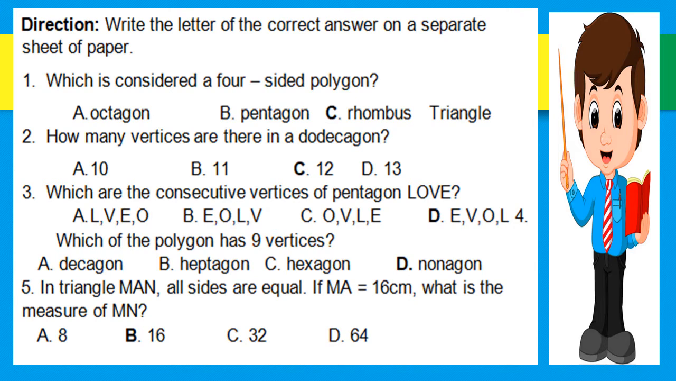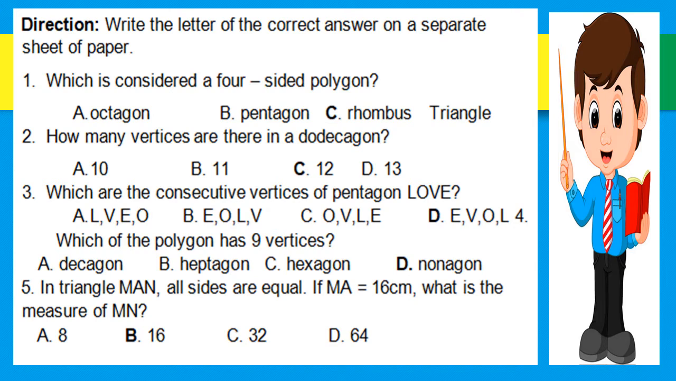How many vertices are there in a dodecagon? A dodecagon has 12 sides, so there are also 12 vertices. The answer is letter C. Which are the consecutive vertices of pentagon LOVE? A. LVEO, B. EOLV, C. OVLE, D. EVOL. So the answer is letter D. If you are going to rewrite LOVE backwards, it becomes EVOL.